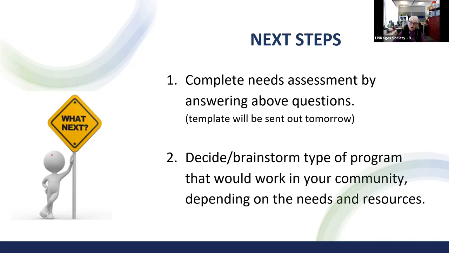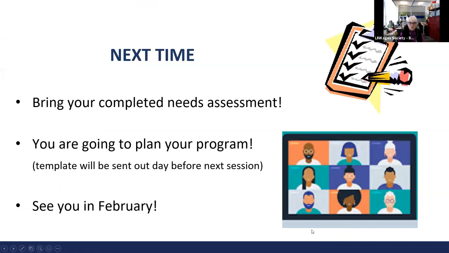Number two, also, if you can brainstorm with people on your team, if you have a team, or just people in your family or your friends, brainstorm the type of program that might work in your community, depending on the needs and the resources that you have. You might even know already what kind of program you want, and you might want to decide on one before the next session. If not, it doesn't matter, because the next session we'll be doing group work so that you can plan your program. So that's your homework. Next time, bring your completed assessments.